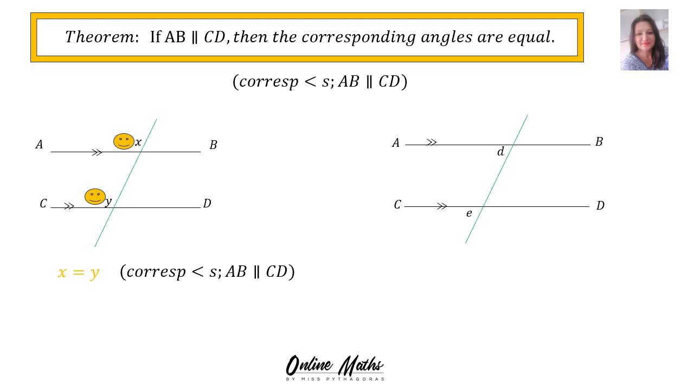And remember, corresponding angles, they have to be on the same side of the transversal, and both of them lie above the parallel lines. On the second sketch, we find that angle D is equal to angle E, and your reason will be corresponding angles equal since AB is parallel to CD.